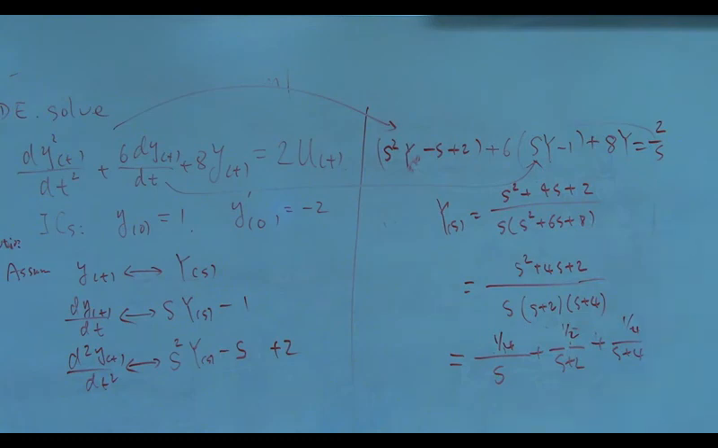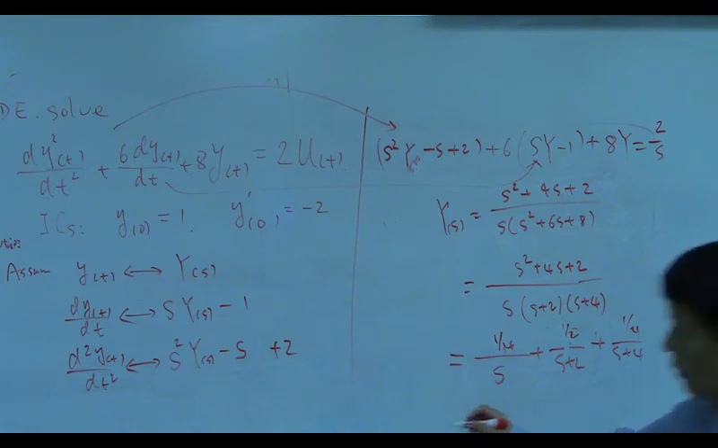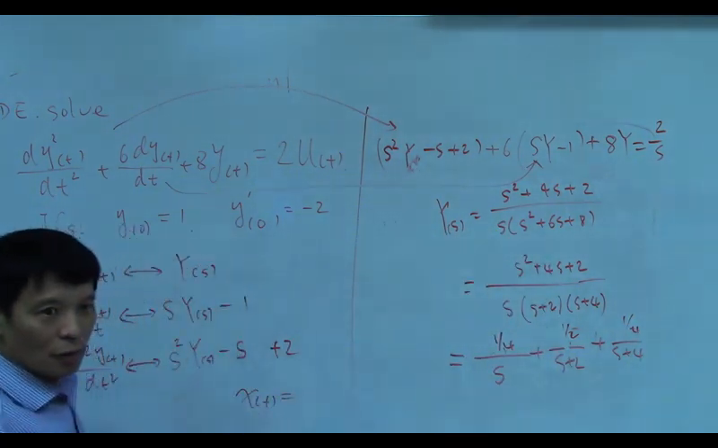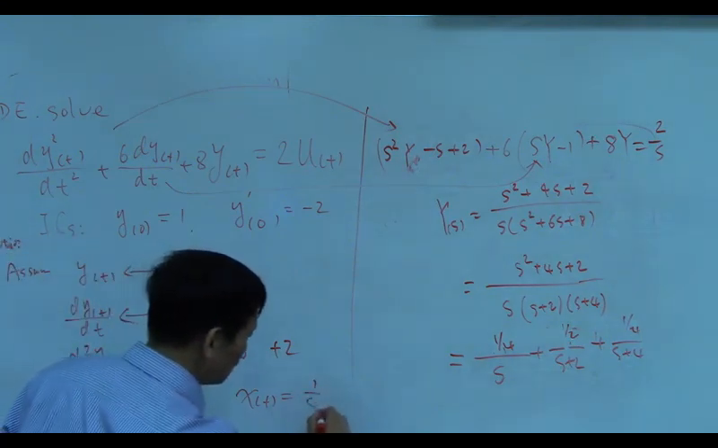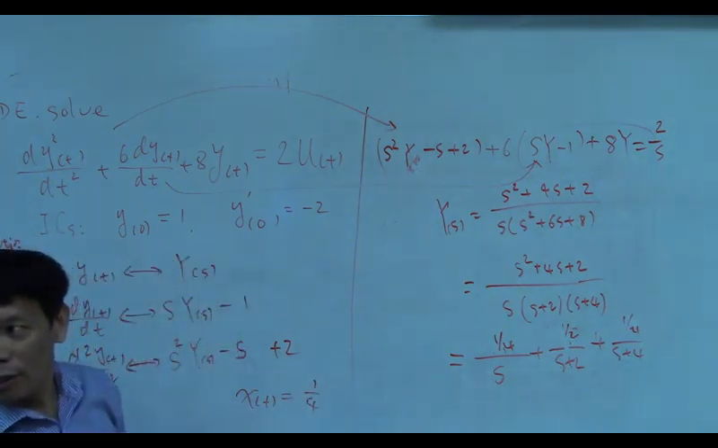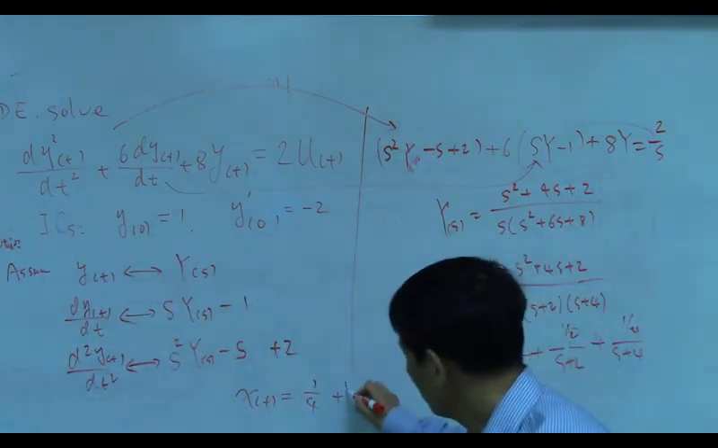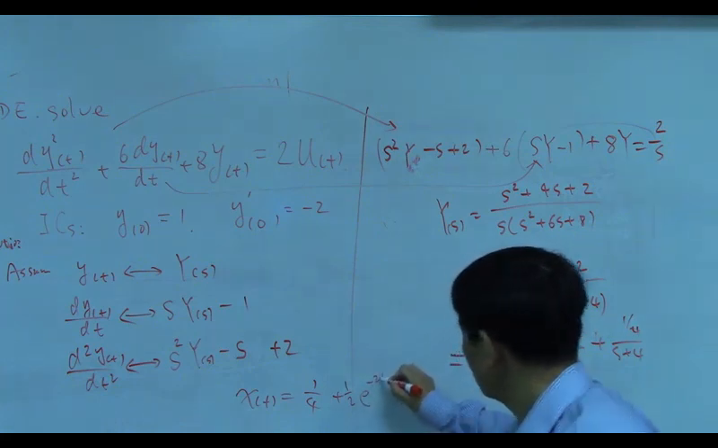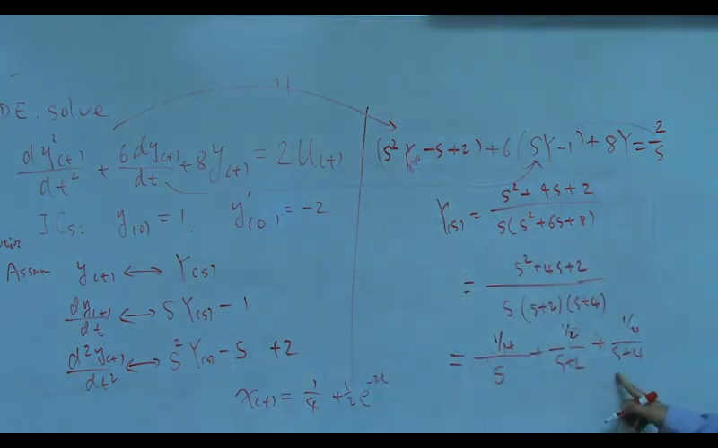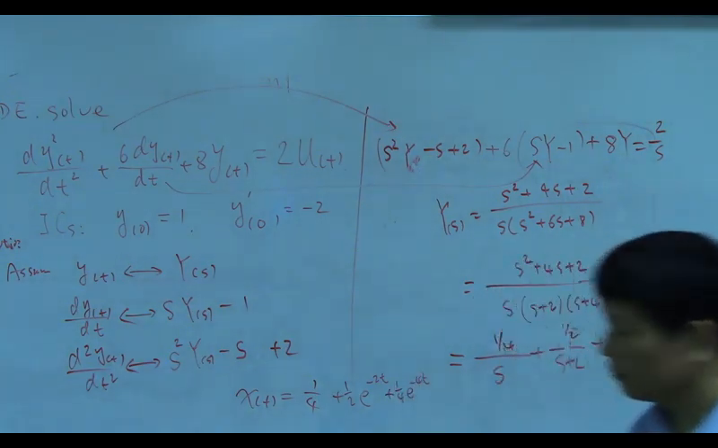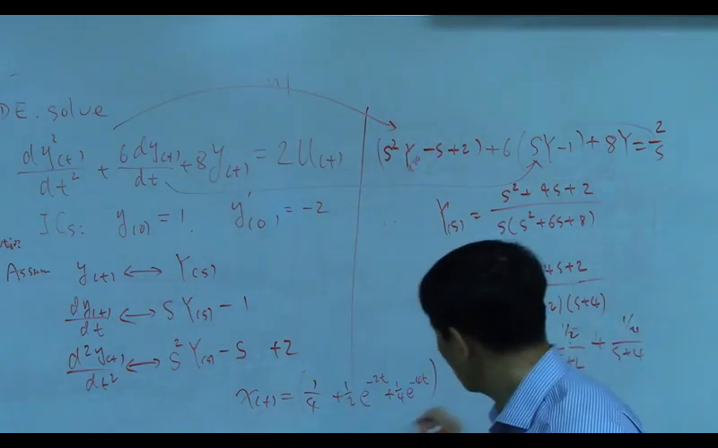So the next step is the inverse Laplace transform. What does each term give us? Then y(t) equals, what's the first term? A quarter u(t), just one. Okay, good. What's the second? This one is a half e^(-2t). What's this? A quarter e^(-4t). Then all of this together with the u(t).